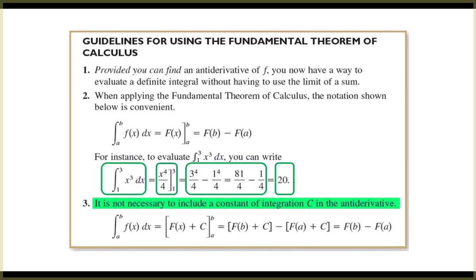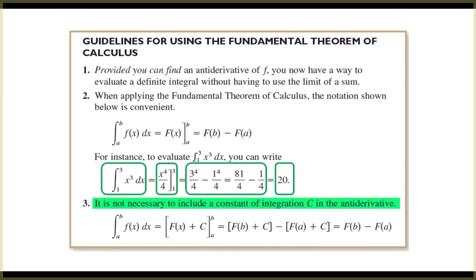Okay, so if you can find an antiderivative of F, here's what you do. Notice the notation here. This little symbol right here is saying I'm evaluating from A to B. And we've looked at that before. It's been a long time. I'm breaking this up into boxes. It's got kind of 4 parts.